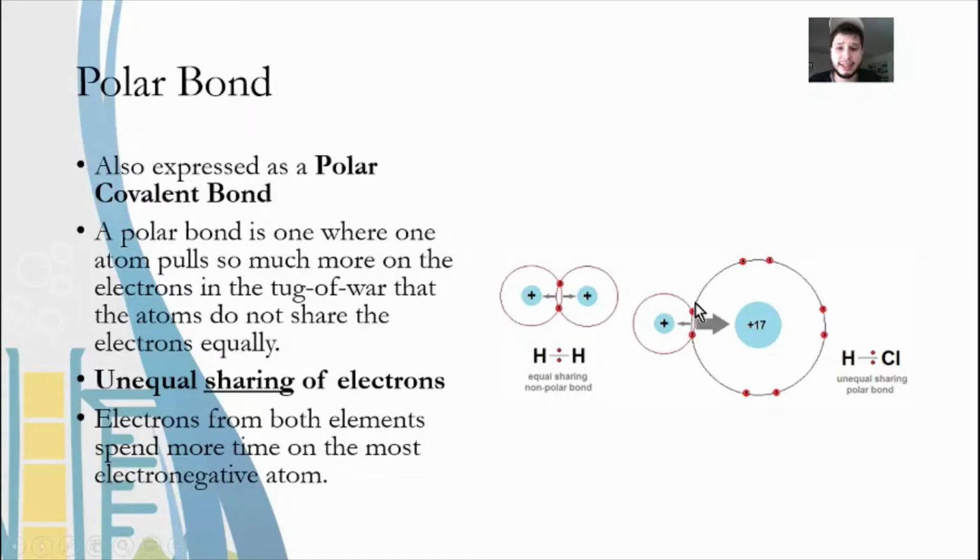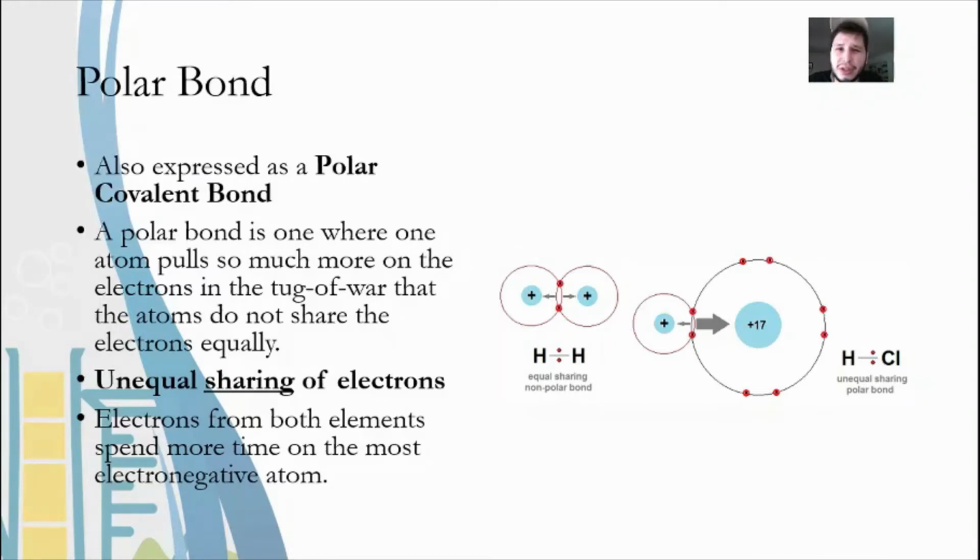Hydrogen has 1 valence electron and chlorine has 7 valence electrons. Chlorine is going to pretend it has 8 with a shared electron from the hydrogen, and hydrogen is going to pretend it has 2 from one of the shared electrons from chlorine. But chlorine is not going to share these electrons equally.